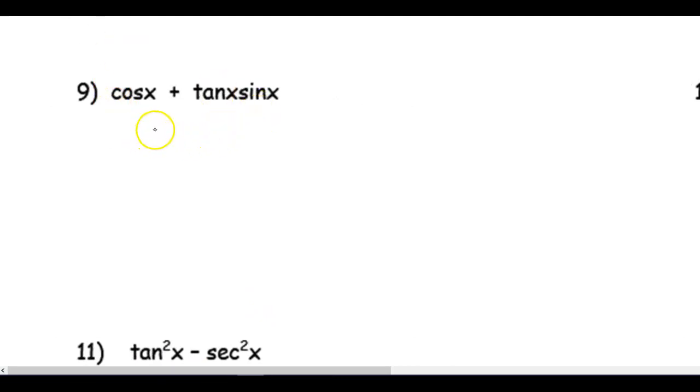Number 9. All right. Let's start over here on the right. I'm going to convert this to sine x over cosine x times sine of x. Alright, I converted tangent to sine over cosine. Now I can multiply this because this is multiplication. So sine times sine, sine squared over cosine.